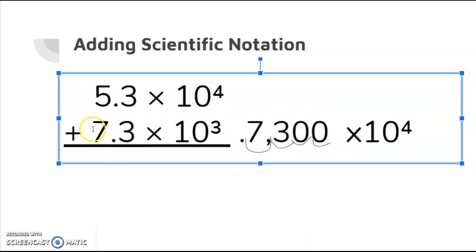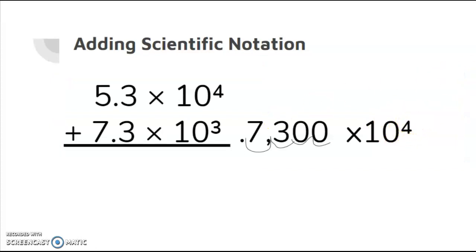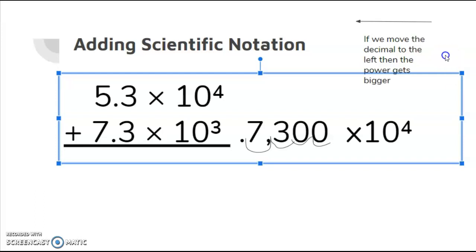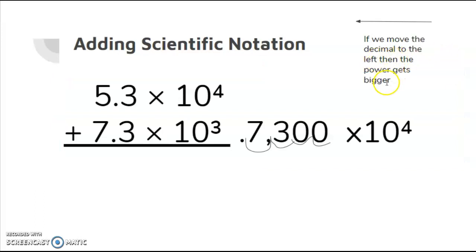So let's kind of look at what happened. It was 7.3. We wanted to make it 4, so it moved over to the left. It moved over to the left 1 place value, which means that this exponent got larger by 1. So it looks like there's a rule, and the rule says that if we move the decimal to the left, then the power gets bigger by the amount that we moved it.